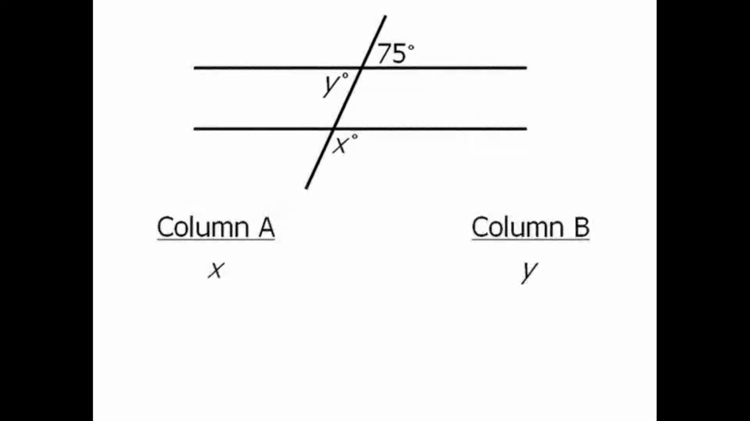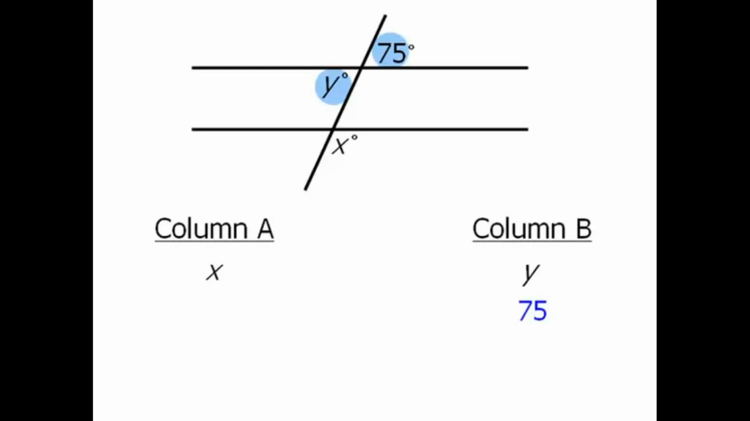Okay, to begin, please notice that we have two angles opposite each other at an intersection. As such, these two angles must be equal, in which case column B must be 75. Now notice that we have two lines here that appear to be parallel. However, since we are not told that they are parallel, we cannot assume that this is the case.